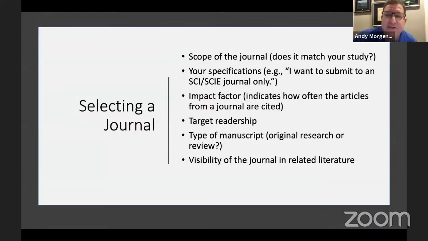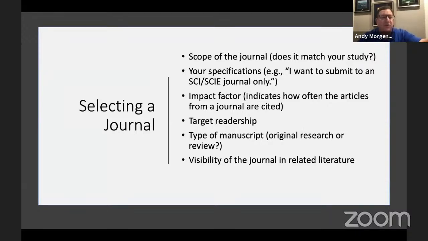Well, you want to look at the scope of the journal. Does it match your study? You want to look at your specifications. Do I want to submit to a certain type of journal only? You want the impact factor. This indicates how often the articles from a journal are going to be cited. You want something that's going to have a good impact.